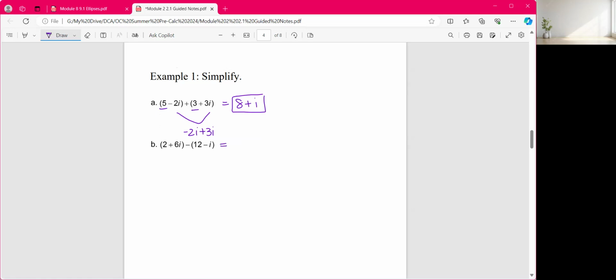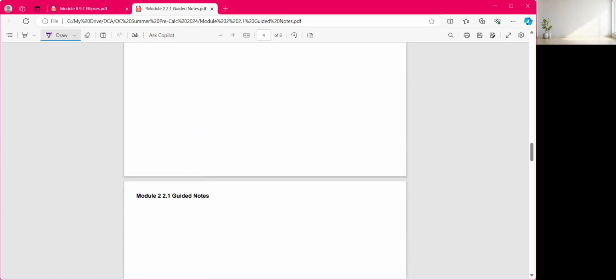And now I'm subtracting, so I have 2 minus 12, which is going to give me -10. And then be very careful here, and I do like to write this out. 6i minus -i. We are subtracting a negative, so that's going to become plus i. And a lot of times, guys, we forget to distribute that subtraction to that second term, that imaginary number there. So be very careful with that.